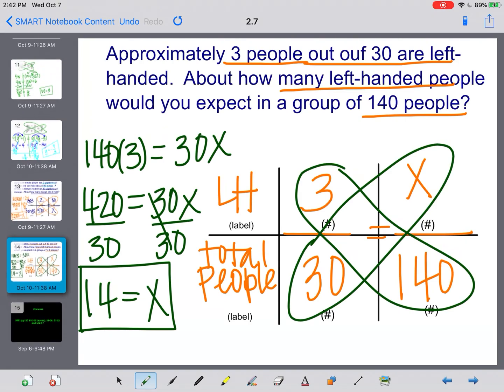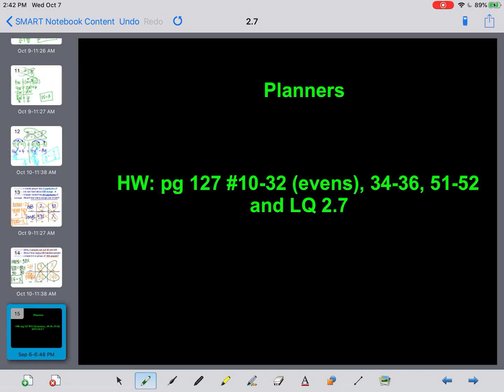Okay, it's very important that you keep your labels the same and you don't crisscross them, otherwise you're going to get the wrong answer.